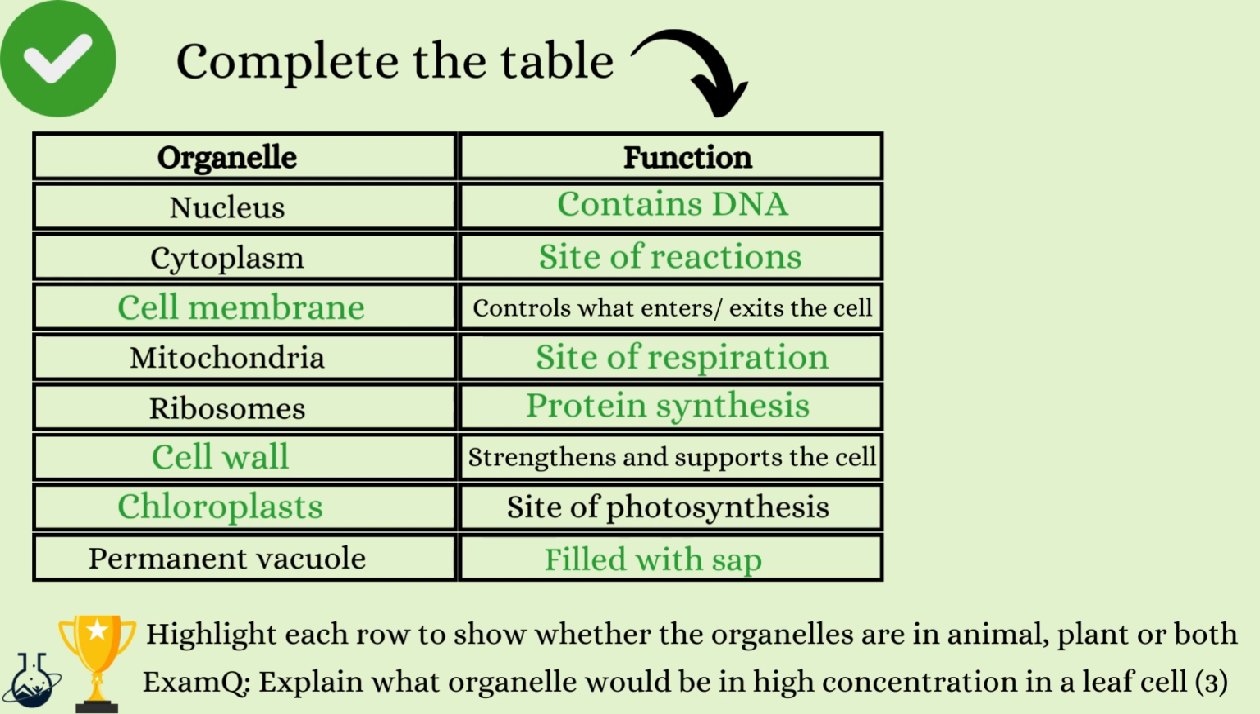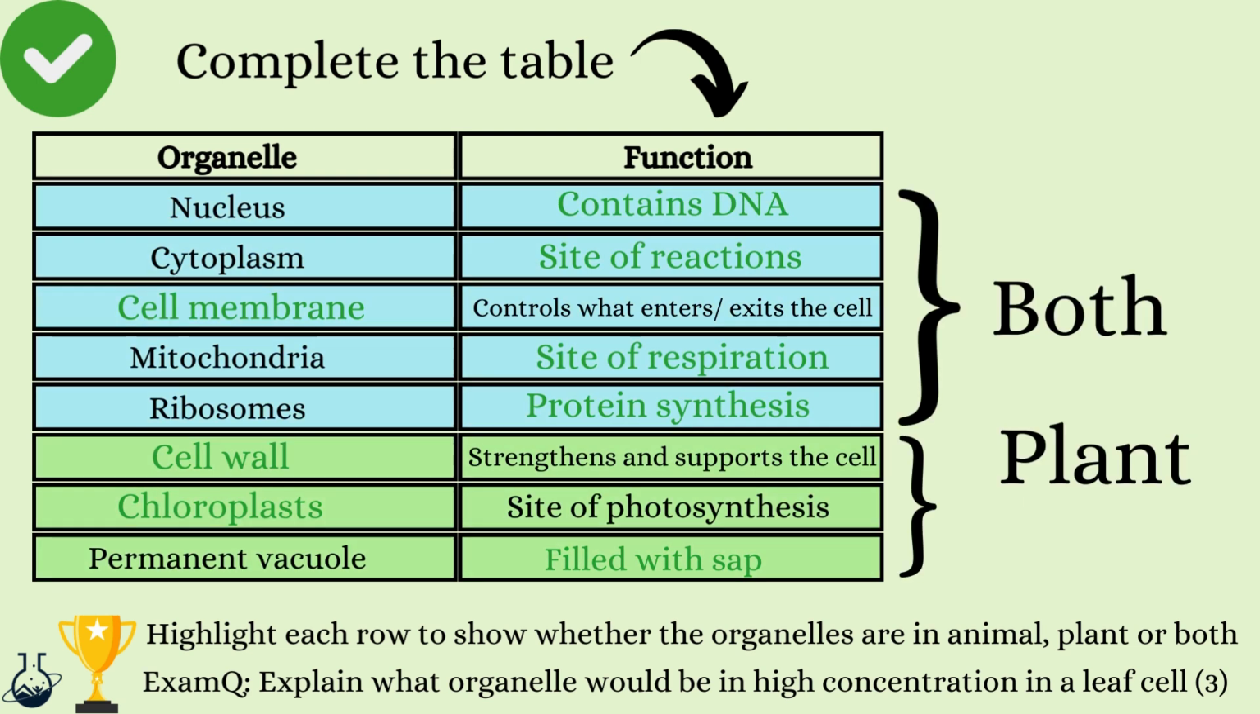Now, the challenge was made up of 2 parts. Part 1 was to highlight each row to show whether the organelle is exclusively found in animal cells, plant cells, or in both. So you will need 3 different colours, or feel free to label them as A for animal, P for plant, or B for both. And these are now colour-coded below.